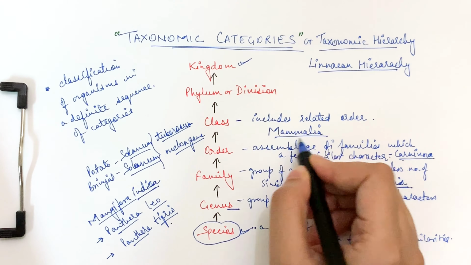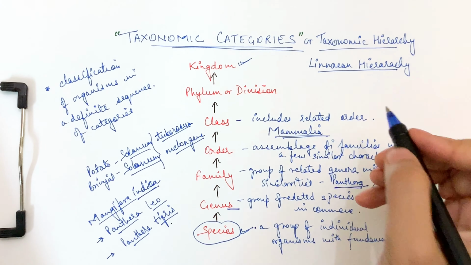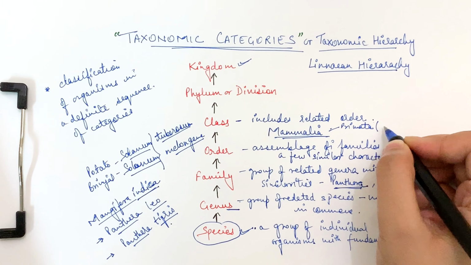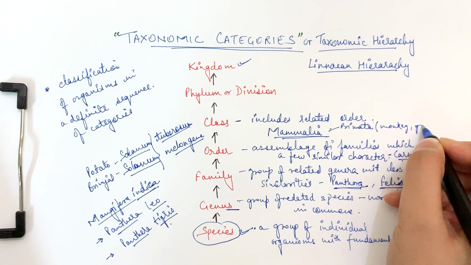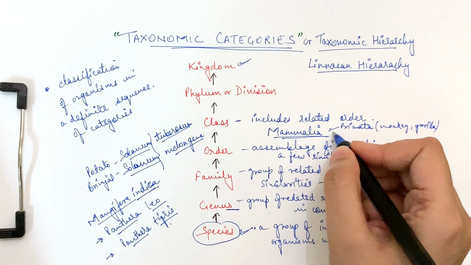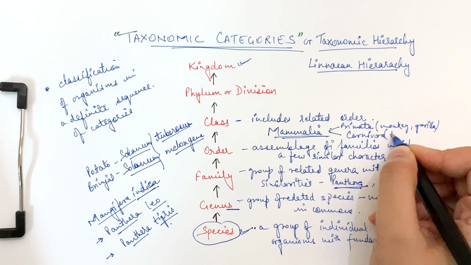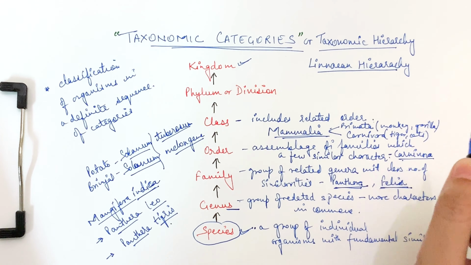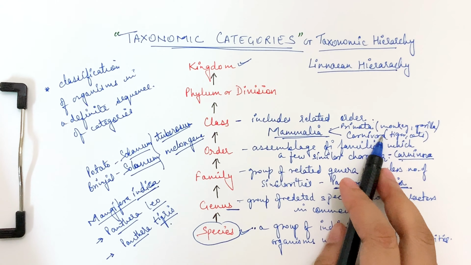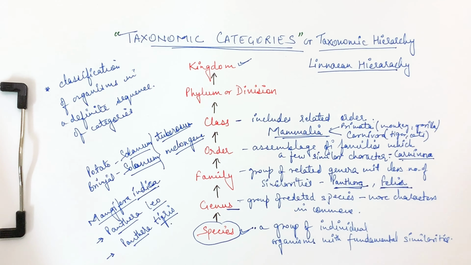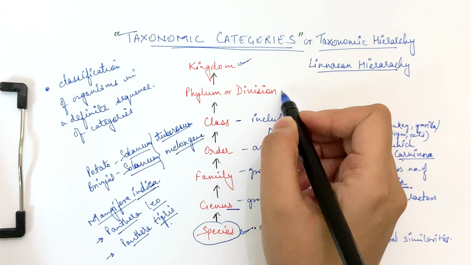Mammalia. So if we talk about class Mammalia, it has orders like Primata, which has species like monkey, gorilla, and Carnivora, which has tiger, cats. So these two orders are put together in the same class, Mammalia. Now the number of similar characters is decreasing, and we go up to the next category, that is phylum or division.